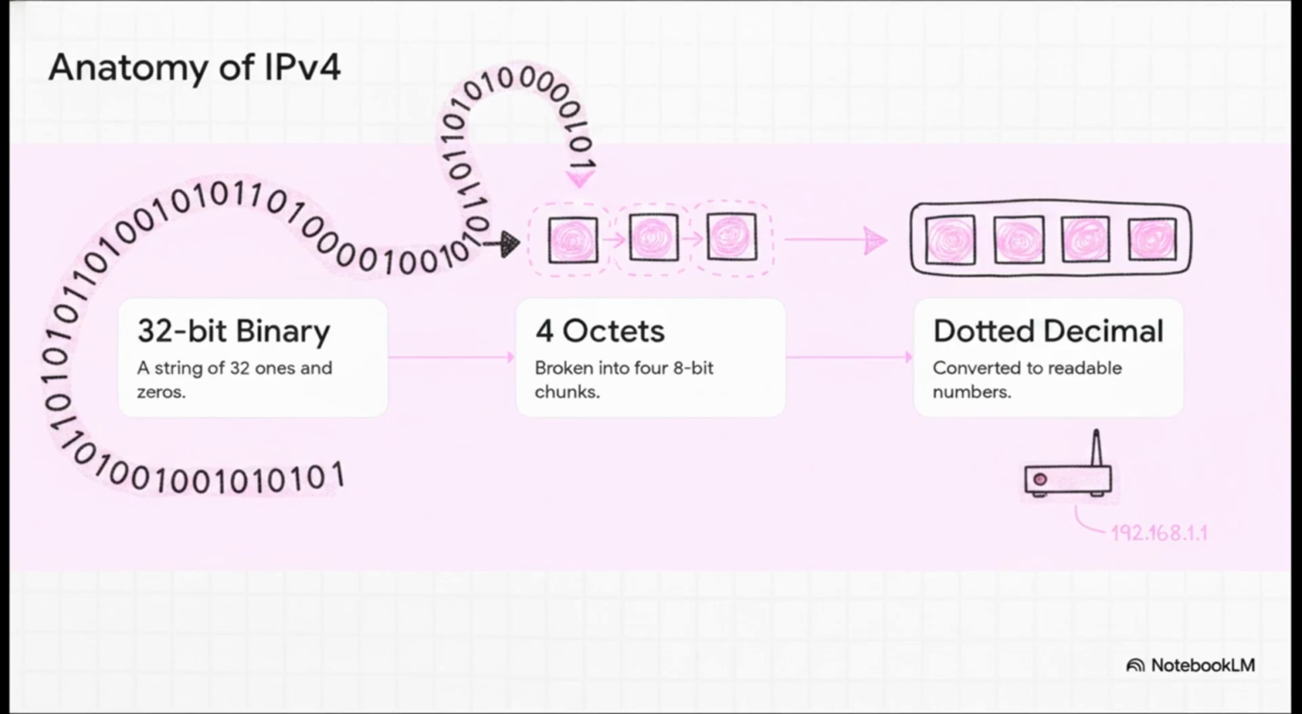Now, humans are notoriously terrible at reading and remembering 32 random binary digits, right? So to make it manageable, engineers broke this string into 4 8-bit chunks called octets, and then converted them into readable decimal numbers separated by dots. This is called dotted decimal notation. It's that classic 192.168.1.1 format you've probably seen poking around your router settings.